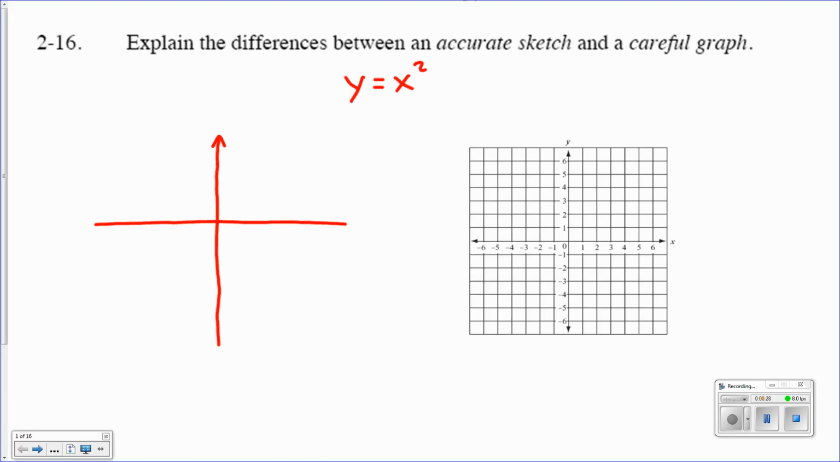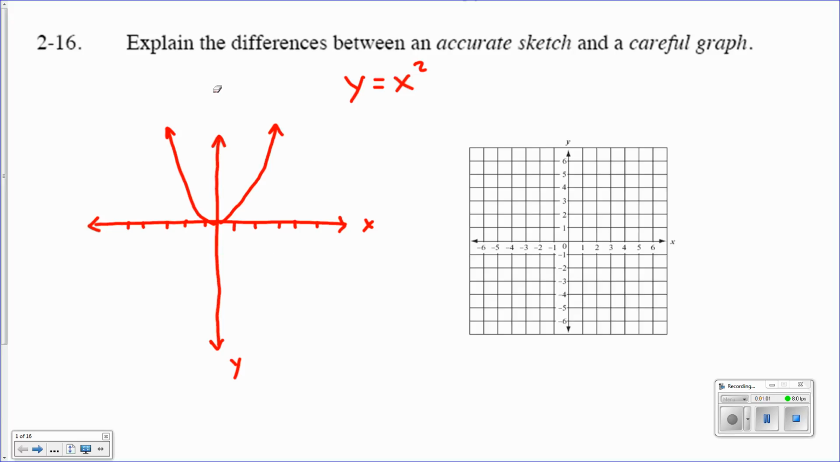So I've got my y-axis, got my x-axis here, and I know that my parabola is going to be opening upward, and it's going to look something like this. And I could put coordinates on here if I want to. But if I'm just doing a sketch, it doesn't have to be perfect. I'm just going to sketch it here. We know this parabola should have a vertex at 0, 0, and then open upward there.